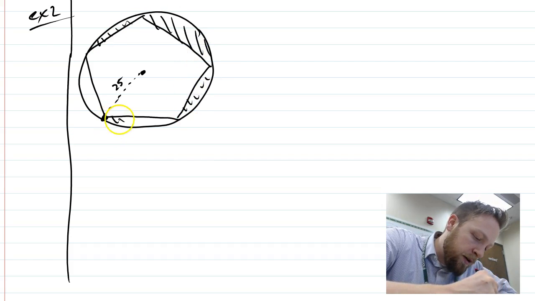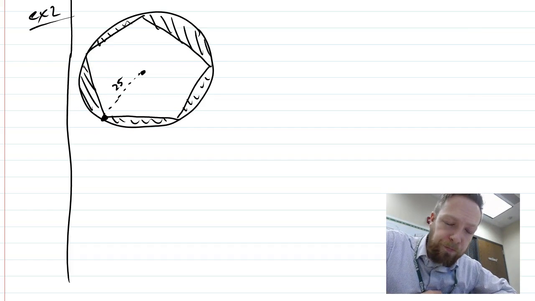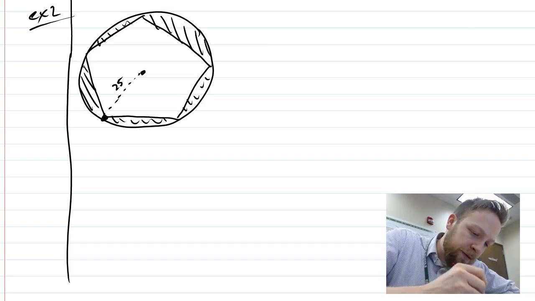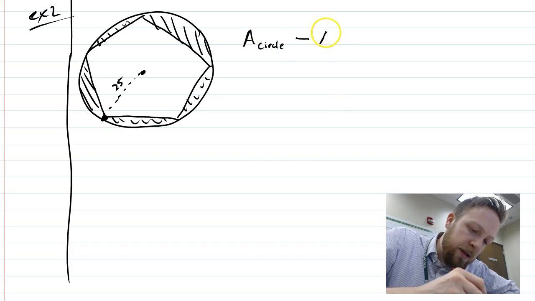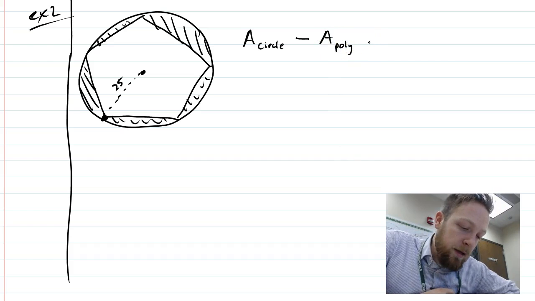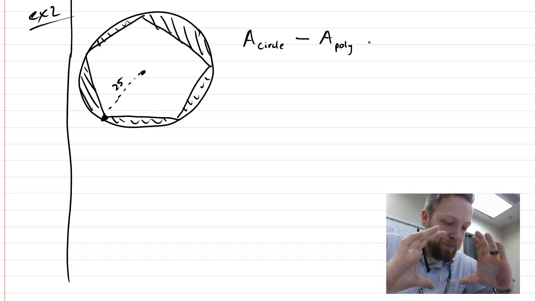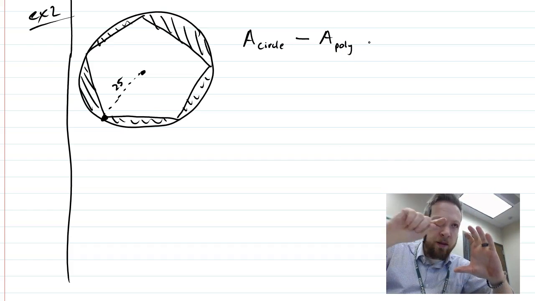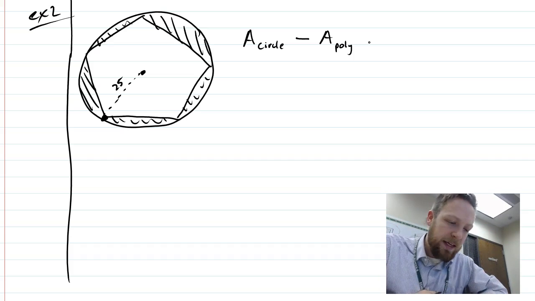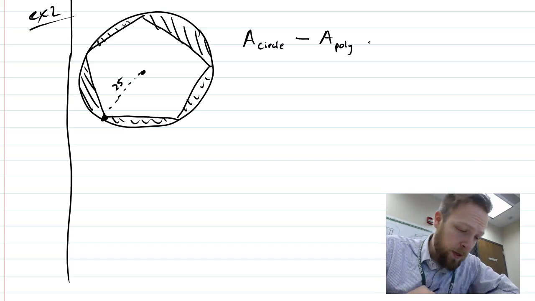And the question they're going to ask here: what is the area in between the regular polygon and the circle? So here's the strategy. Here's what we want to do. We're going to do the area of the circle, and we're going to subtract the area of our polygon. So we find the area of the whole circle, we take out the polygon in there, and then we just have these things left inside or in between the two.